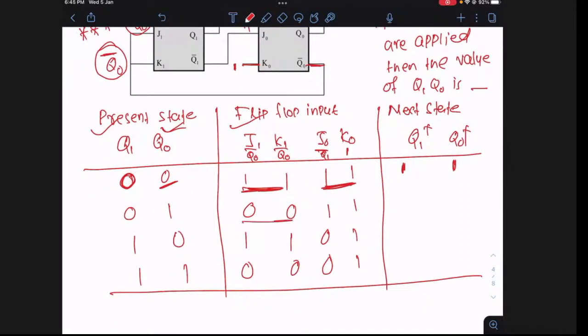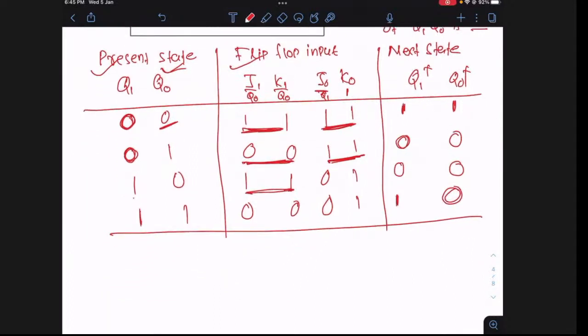0, 0 means it will hold the previous state, as per the JK flip-flop property. With 0, 0 input and present state 0, it will maintain 0. 1, 1 means it will complement the previous state, so 1 complement is 0. 1, 1 means again it will complement, so 1 becomes 0. 0, 1 means it is 0. 0, 0 means it will maintain the previous state, which is 1. 0, 1 means it is 0.